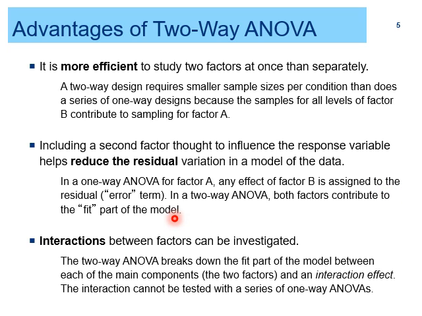Particularly, it is saying that if you are taking two factors, we are able to contribute it in the model instead of the error term. Whereas in a one-way ANOVA, if we are considering only one factor, the other factor B is assigned to the residual, that is the error term.